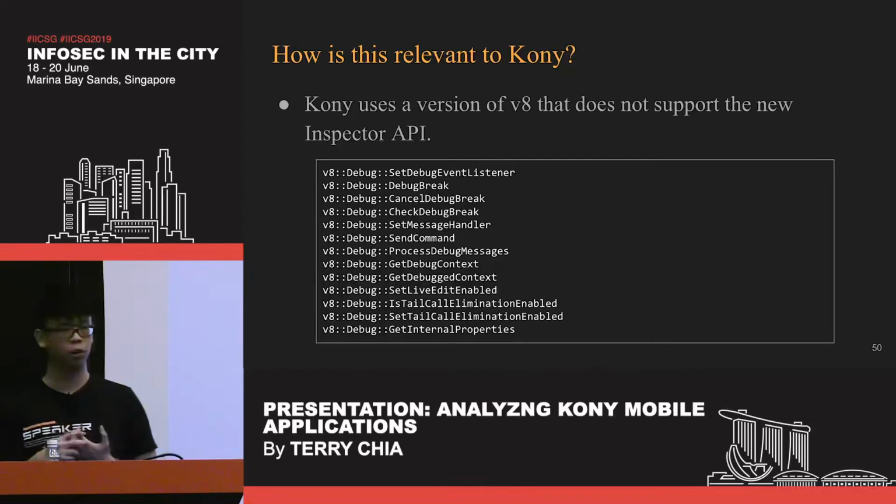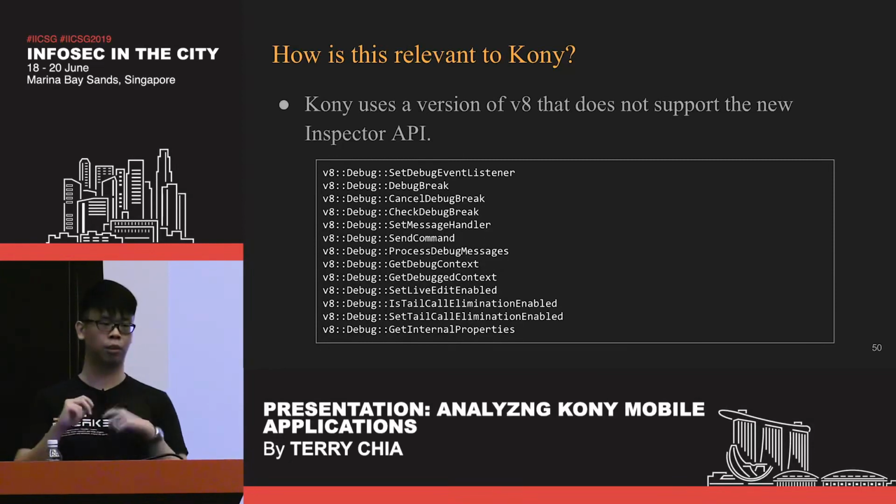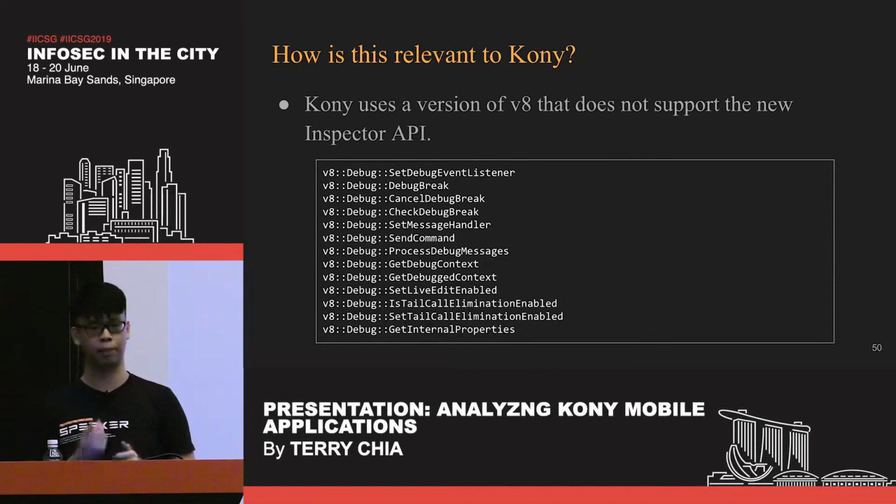So how is this relevant to what we want to do, which is a runtime debugger for Kony? Kony uses a version of V8 that does not support the new inspector API. So if you look at all the V8 related debug functions, you will notice methods from the debug namespace instead of the inspector namespace.